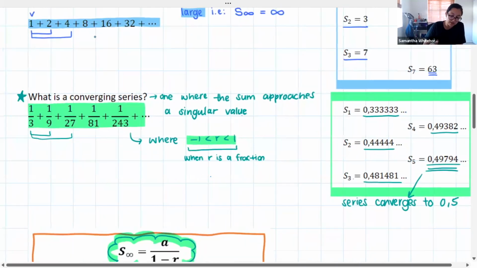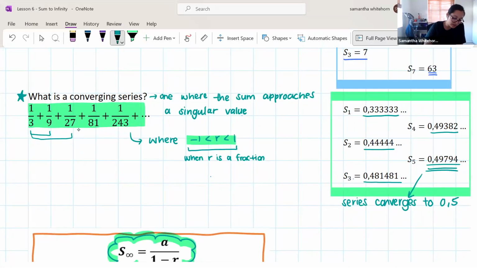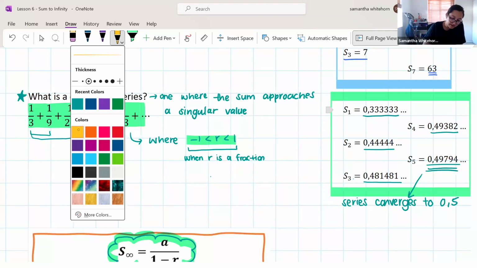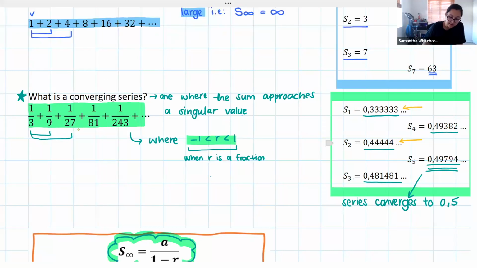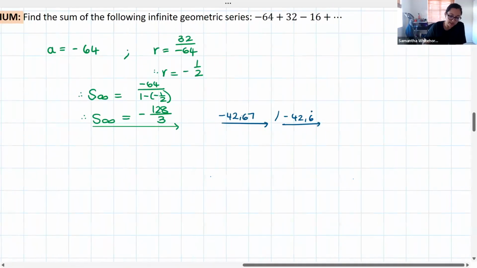Now that's all well and good, but if we have a look at this converging series that I gave you right at the start, what I want you to notice is the fact that these sums that I'm getting here all have recurring decimals in them. So it's 0.333, 0.444, etc. They are recurring decimals. And so when we find the sum to infinity, what we get is a recurring decimal. We've just seen this in the medium question you had here.